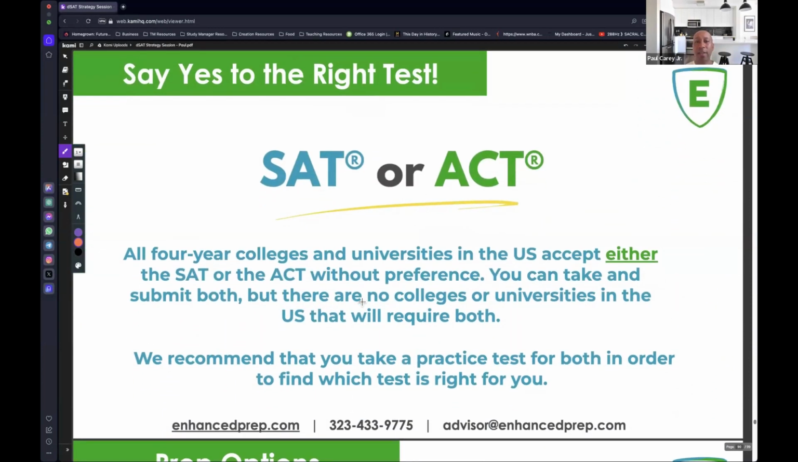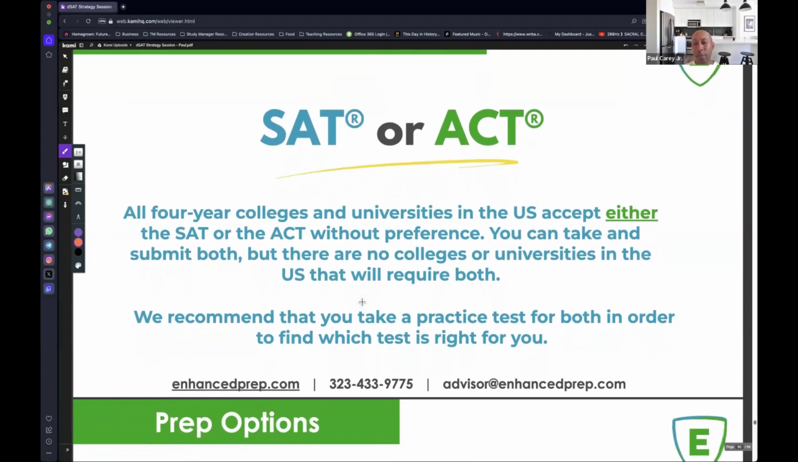As far as the tests, both tests are different, and depending on how you do on one exam, or depending on how you would do on a practice exam, can let us know if we would suggest you go to the ACT or the SAT. So one of the things that you can do is reach out to us and take a practice exam, and that will help you figure out which test is going to be correct. And then our advisors can help you out with that as well.